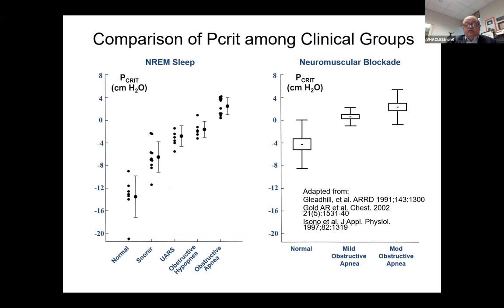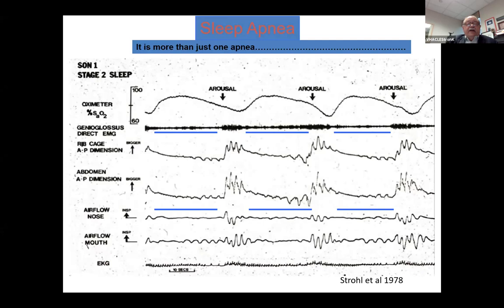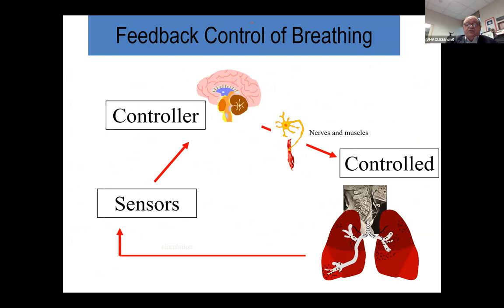Okay, so that was it. But it's more than one apnea, right? More than one apnea. Feedback controller breathing. So you have your controller, you have the nerves, muscles, goes to your control system. You have sensors as feedback control.